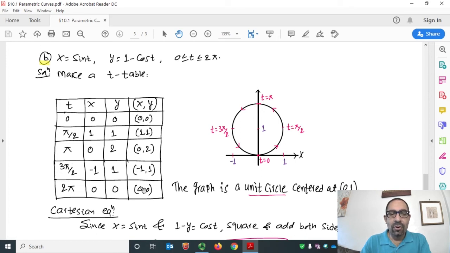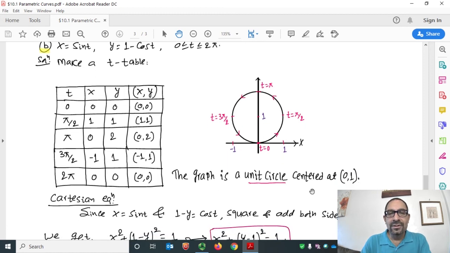Now let's plot those points in the xy plane. So 0, 0 lies here, 1, 1 lies here at t equals pi half, and at t equals pi, the point is 0, 2, and so on. And again at 2 pi, our point is 0, 0. So we have this circle. Great. So the graph is a unit circle, center at 0, 1. Here is the center.